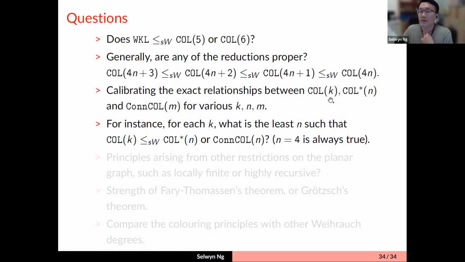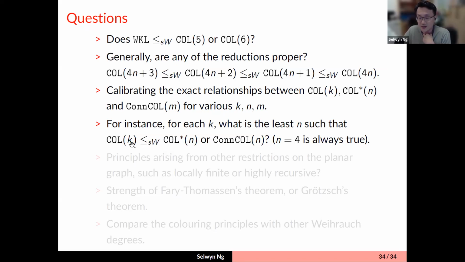We also do not know the relationships between the different parameters for the different variants of the k-color theorem. So, for example, for the k-color theorem, what is the smallest n such that the n star coloring theorem or the n connected graph coloring theorem reduces the k-color theorem? We know that if n is 4, this is always true, and for n equals k, it is not true. But somewhere between 4 and k, there should be a reduction there.